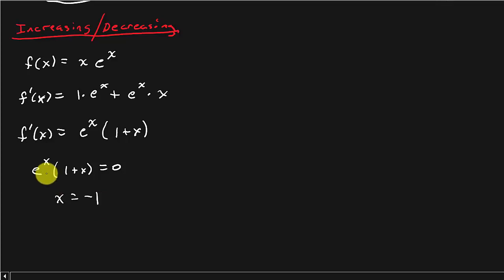And so now remember, the e to the x, there's no need in setting that equal to 0. I just set the 1 plus x equal to 0. But e to the x will never be 0. Okay? So the -1, that's what I'm going to plot on the number line. And that's going to split this up. And I'll pick -2 and 0. You can pick whatever you want, just as long as you pick a number in each region.